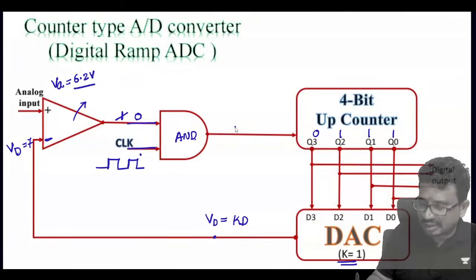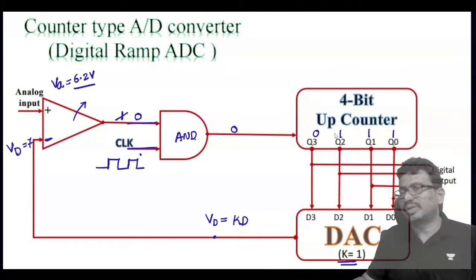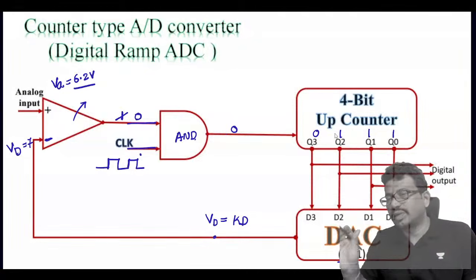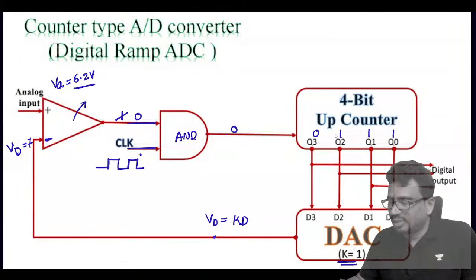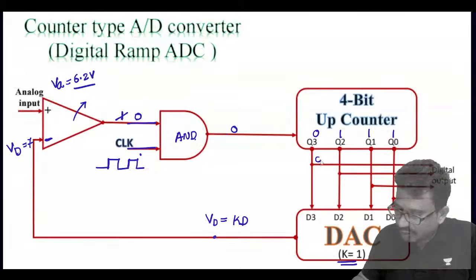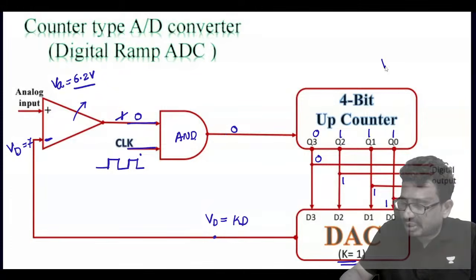So no clock now. Then there is no clock given to the up counter, so the counter will stop incrementing. So that is the output. Now here we have 0, this is 1, this is 1, this is 1. So finally what output will come here? V0 will come to be 0 1 1 1.